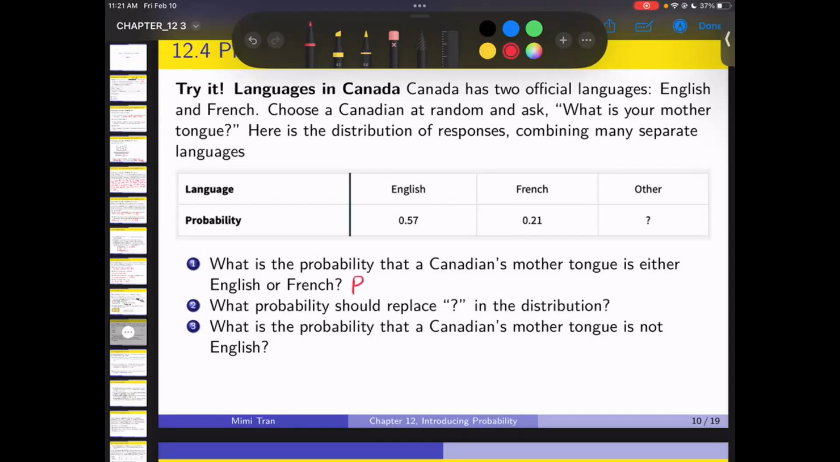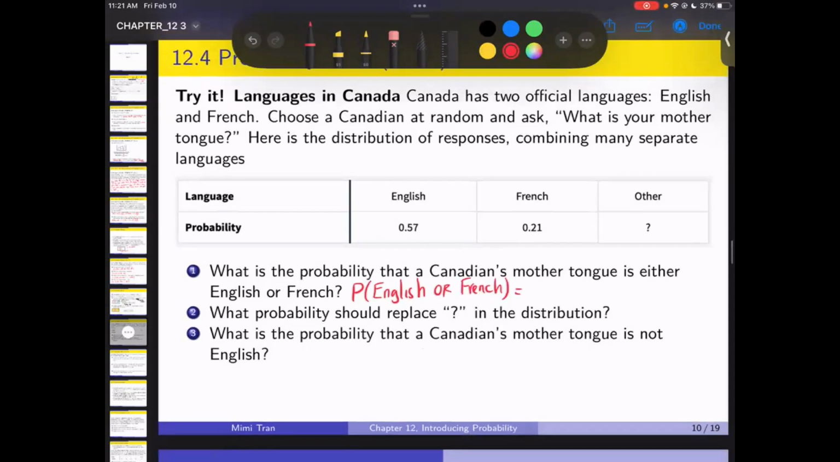So what kind of probability am I talking about? Is it additional, right? Either or. So P of English union French, or you can say English or French. And they're disjoint, so we just add them together, right? So 0.78.